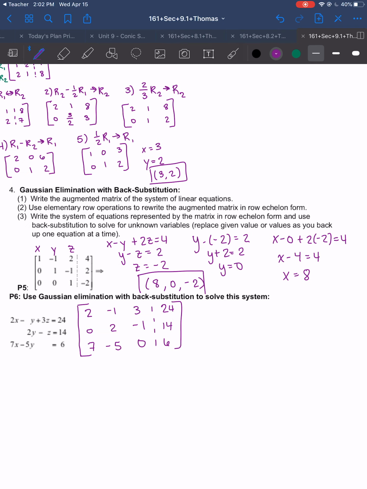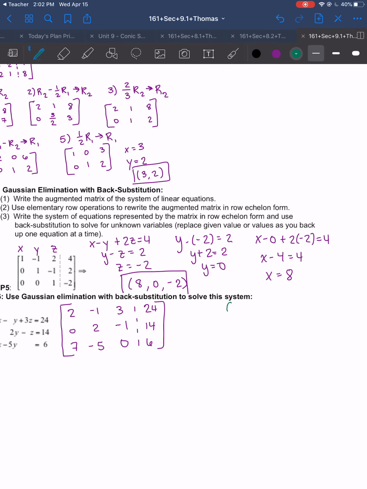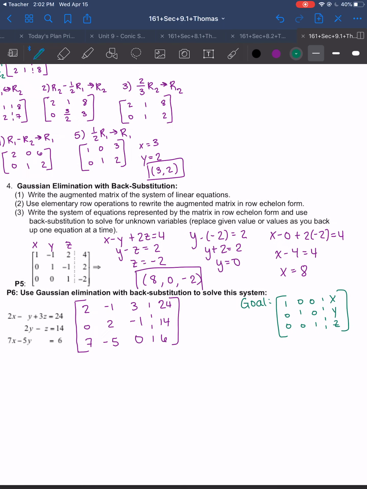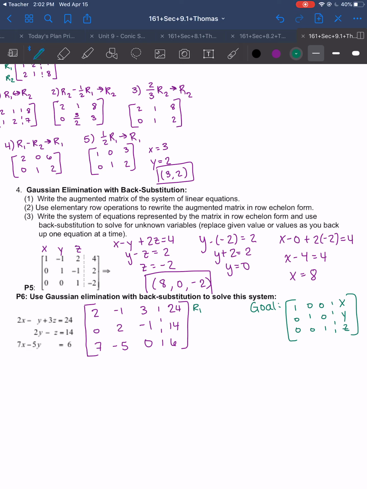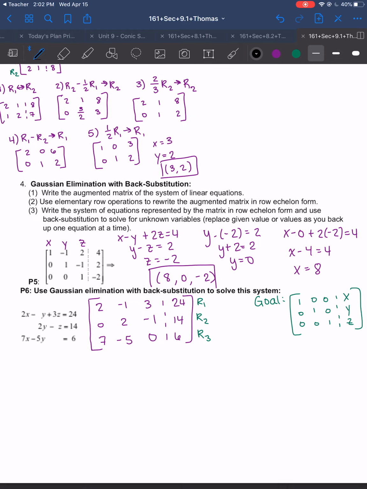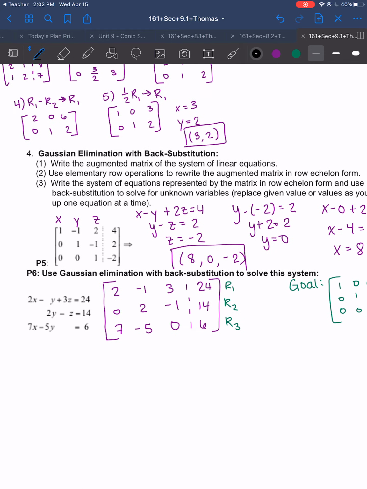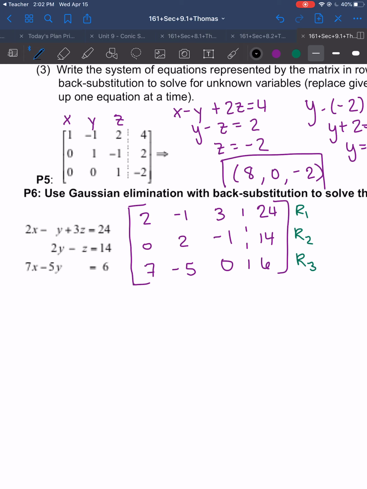Alright, so our goal here, I'm going to write this in green. Our goal here is to get it in this form: 1, 0, 0, 0, 1, 0, 0, 0, 1, and then some x, y, and z values. So that's our goal, just so you know what we're looking towards and what I'm doing to try to get us there. And remember, this is row 1, row 2, and row 3. So I will use that notation just so you know what I'm doing to make it hopefully a little bit easier for you as we move along.